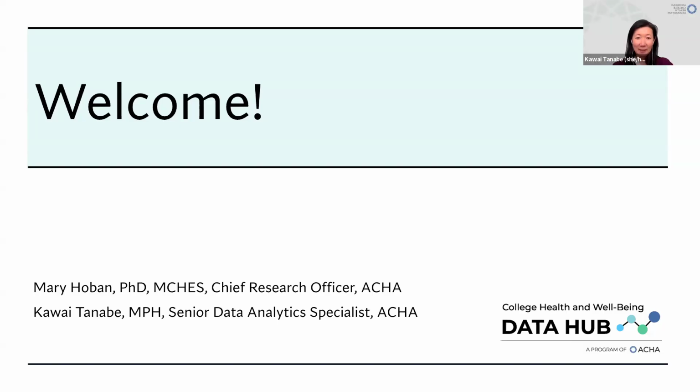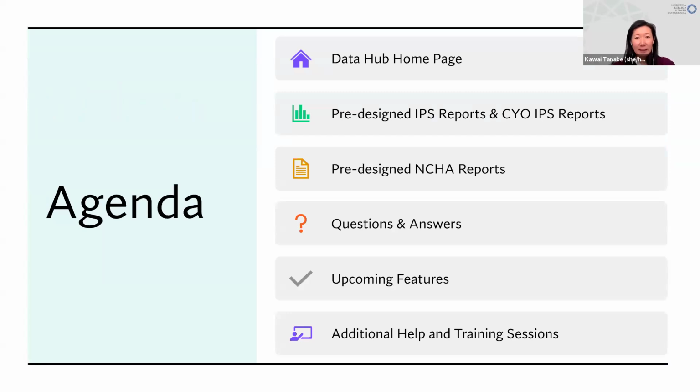All right, so our agenda today: we'll briefly review the homepage of the Data Hub. Next, I'm going to walk you through some IPS reports, while Mary will walk us through some NCHA reports. Instead of using acronyms, I should spell it out. IPS is Institutional Profile Survey, and NCHA is the National College Health Assessment Survey. We also want to hear from you to see if we can answer any questions you have about the Data Hub. Then we'll finish by sharing some upcoming features we have planned for the Data Hub, as well as additional help and training sessions.